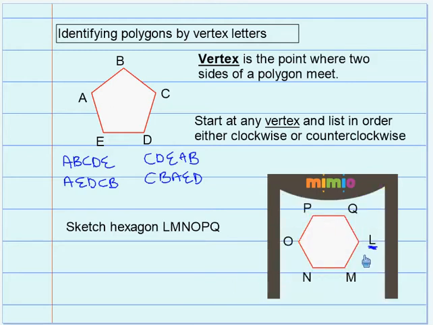Okay, so you should have a hexagon, 6 sides, that starts at L and goes LMNOPQ. Okay, not randomly just put down there. Just pick any starting vertex and label them L through Q clockwise or counterclockwise, and that would be an appropriate way to name or identify that hexagon.